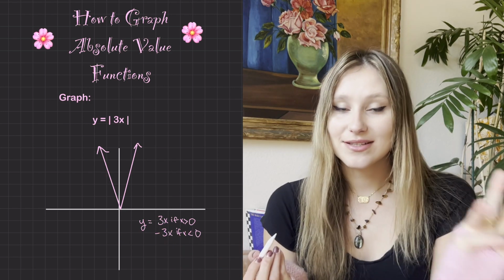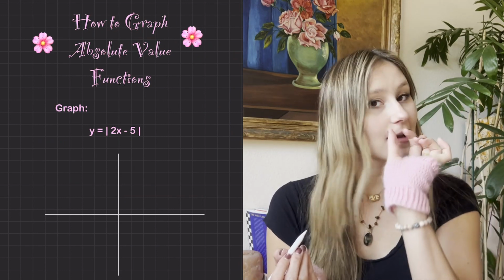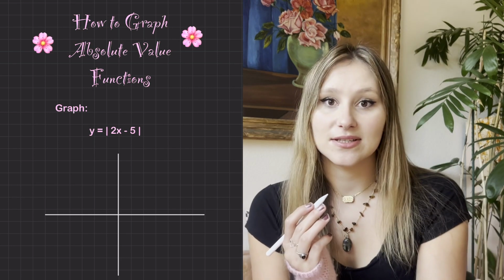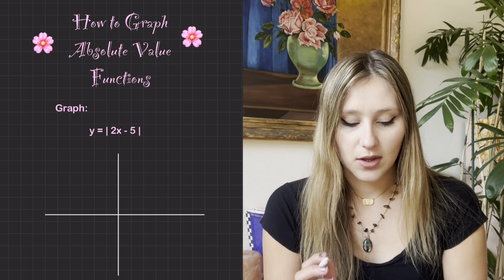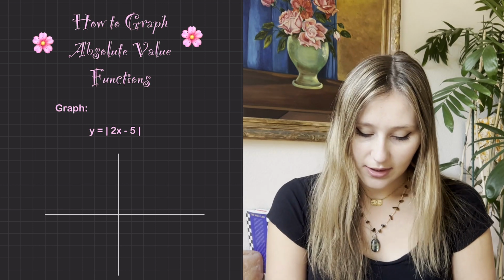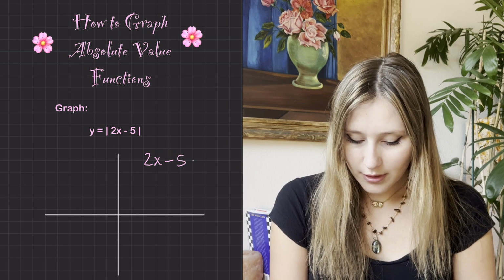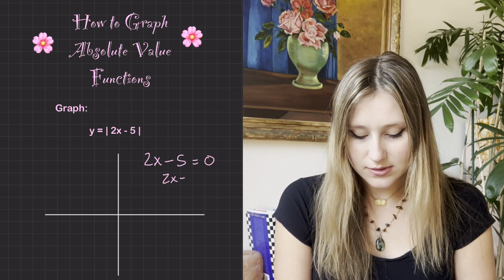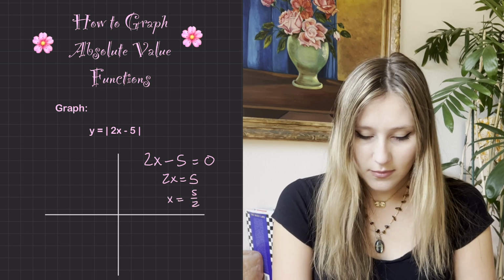Let's take it one step further. So whatever's inside the parentheses, we have to find when it equals 0, so we know when that cutoff point is for each piece, right? So I'm going to do that really quickly. We're solving this equation. 2x equals 5, x equals 5 halves.